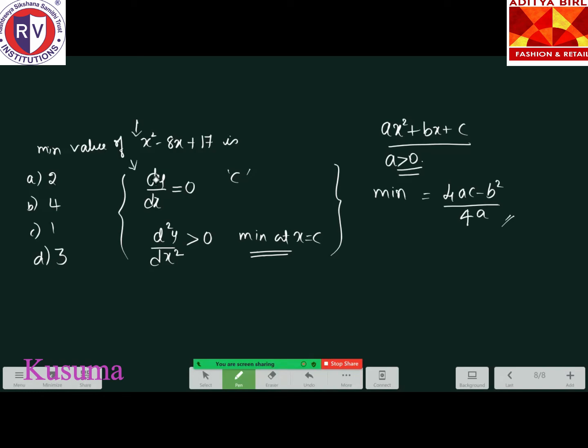Okay, so if ax square plus bx plus c, if such an equation is given, quadratic equation, and if a is greater than 0, you have to check for a. If it is greater than 0, then minimum will be given by 4ac minus b square divided by 4a. Okay. Now, what you do is you follow this method. I will show this method. Let us check both the answers are same or not. Shall we?